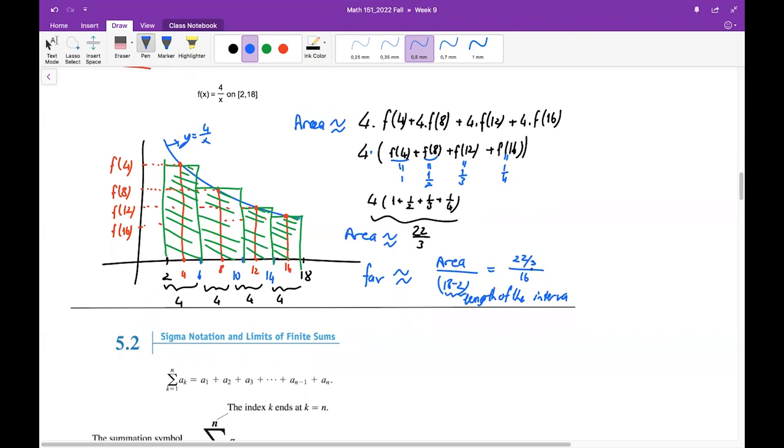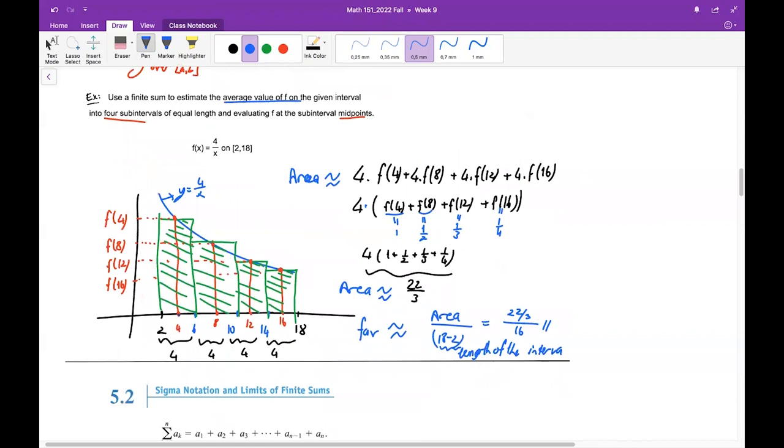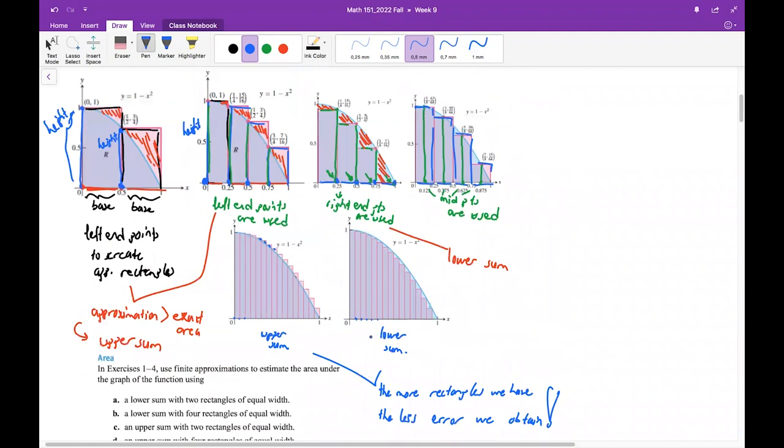Okay, that's all about how we use rectangles to estimate areas under the curves. You can use either midpoints, left-hand points, or right-hand points to create your approximating rectangles. One more important remark is that the more rectangles you have, the less error you obtain. And I stop here for this lecture video.